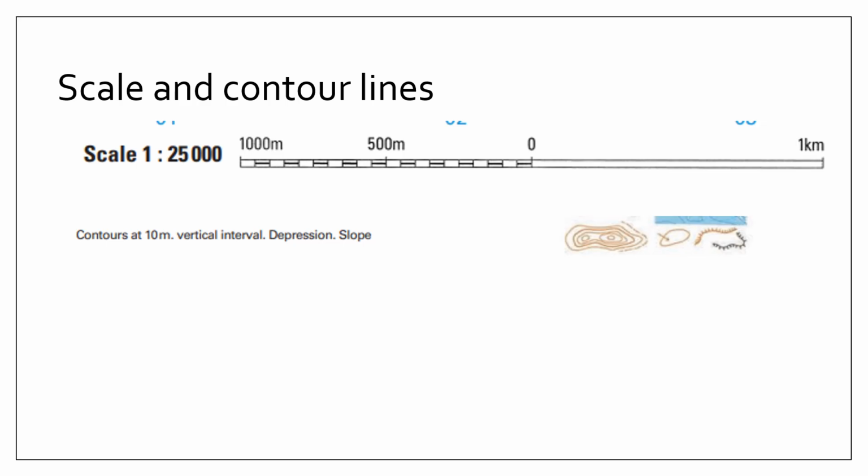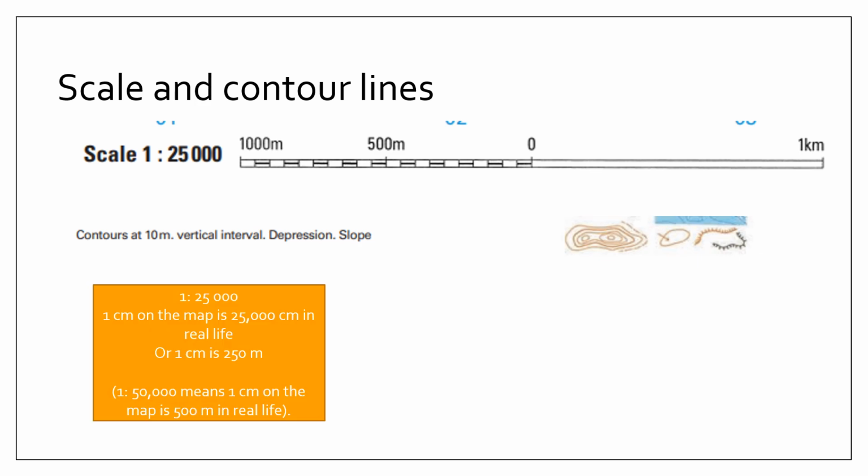Another useful thing is to highlight, circle, or find out the scale of the map. Usually it's at the top, and it can also be underneath the map as well. So in this case, the scale is 1 to 25,000. That means 1 centimetre on the map is 25,000 centimetres in real life, or 1 centimetre is 250 metres. Another common scale would be 1 centimetre on the map is 50,000 centimetres in real life, or 1 centimetre on the map is 500 metres.